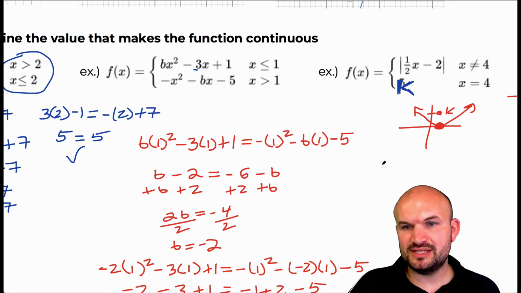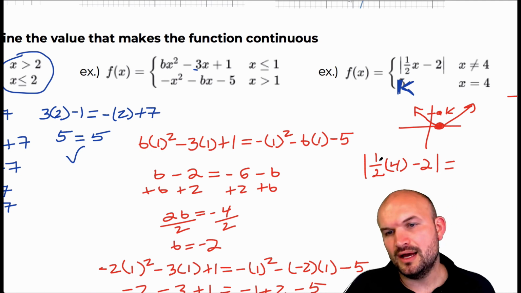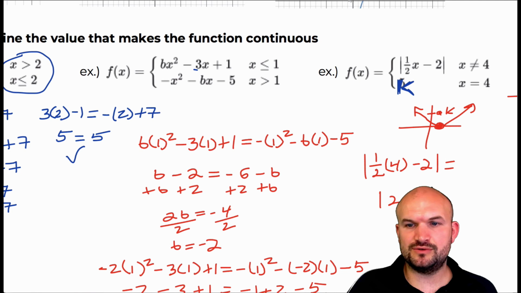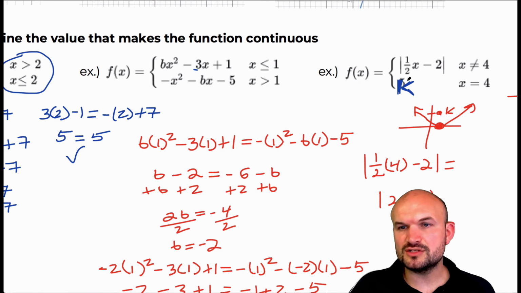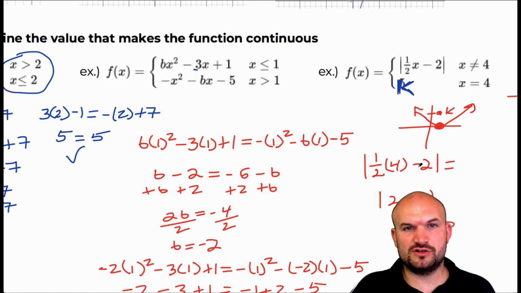All we need to do in this case is just plug in 4 into our function. We don't need to set it equal to either value. 1/2 times 4 is going to be 2. So I have absolute value of 2 minus 2, which is equal to absolute value of 0, which is equal to 0. So when k is equal to 0, does that make the function continuous? When you plug in 4, that makes it 0. That would then make that function continuous.